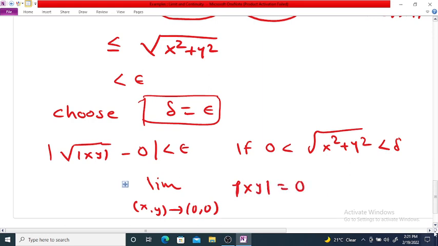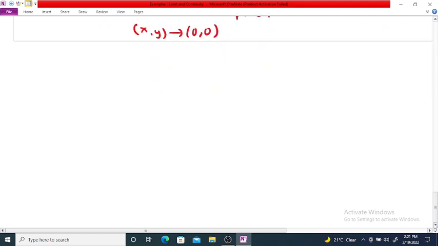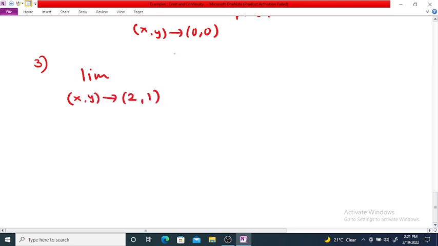The next example, number 3. Find the limit if it exists, limit xy tends to 2 1, of x raised to 4 minus 4y square divided by x square plus 2y square.